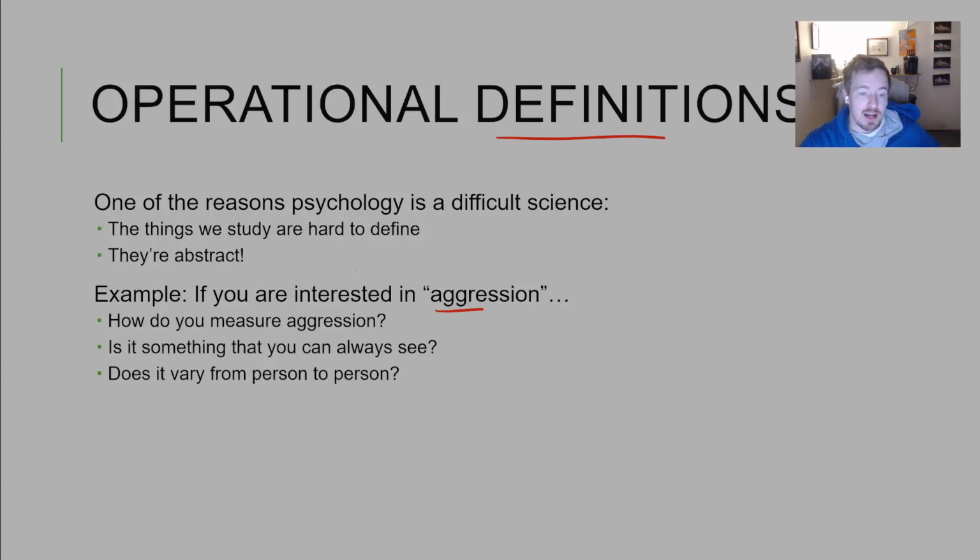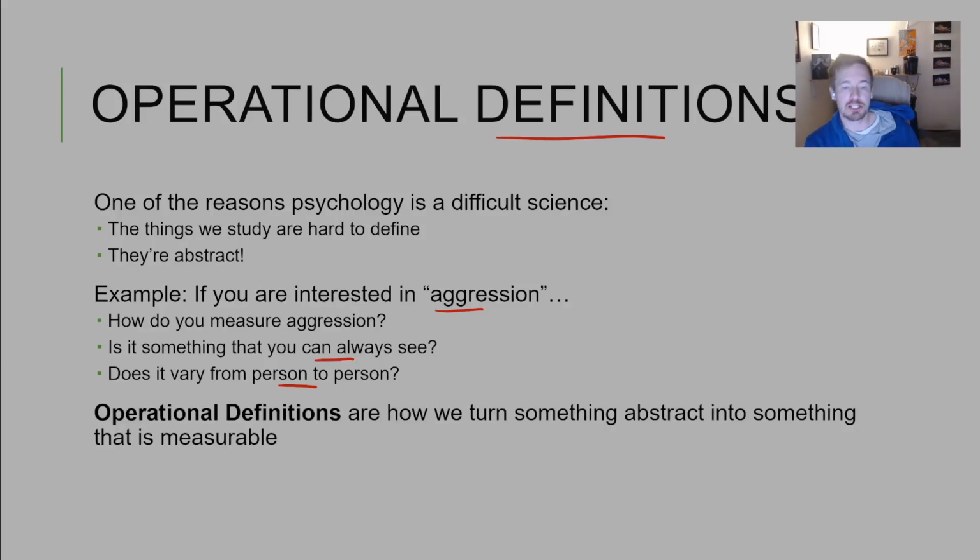Because it varies from person to person, and because it isn't something that we can always see, we have to be very careful about how we're defining what aggression is. So operational definitions are going to help us take something like aggression, where we can have a lot of variability and a lot of differences in opinion about how we define it. Operational definitions are going to help us solidify and measure what that is.